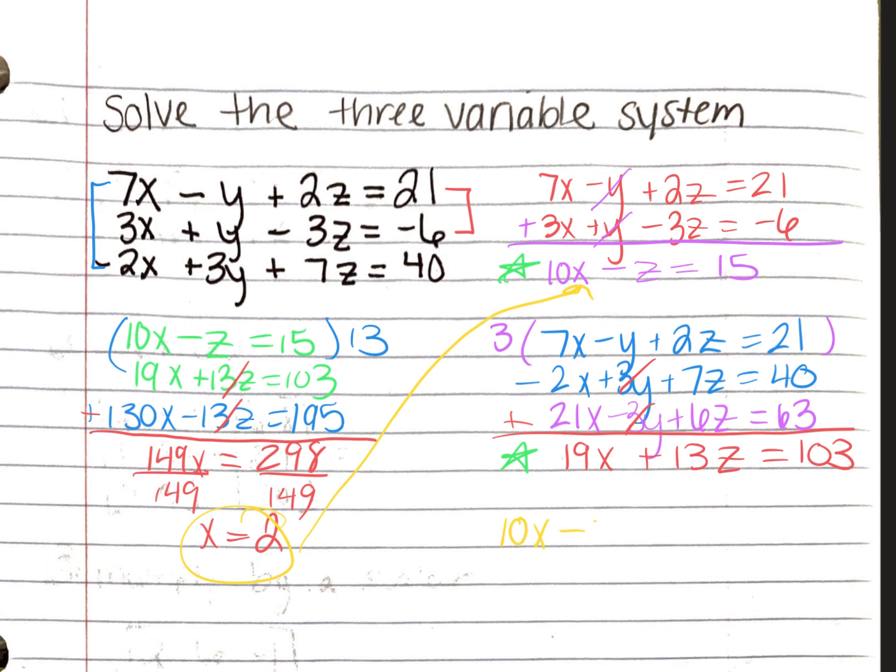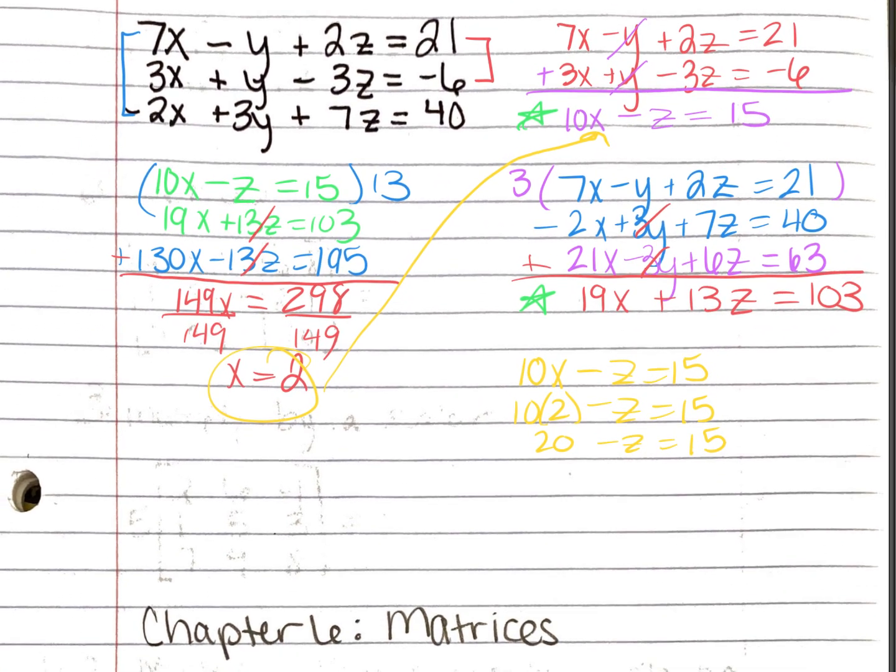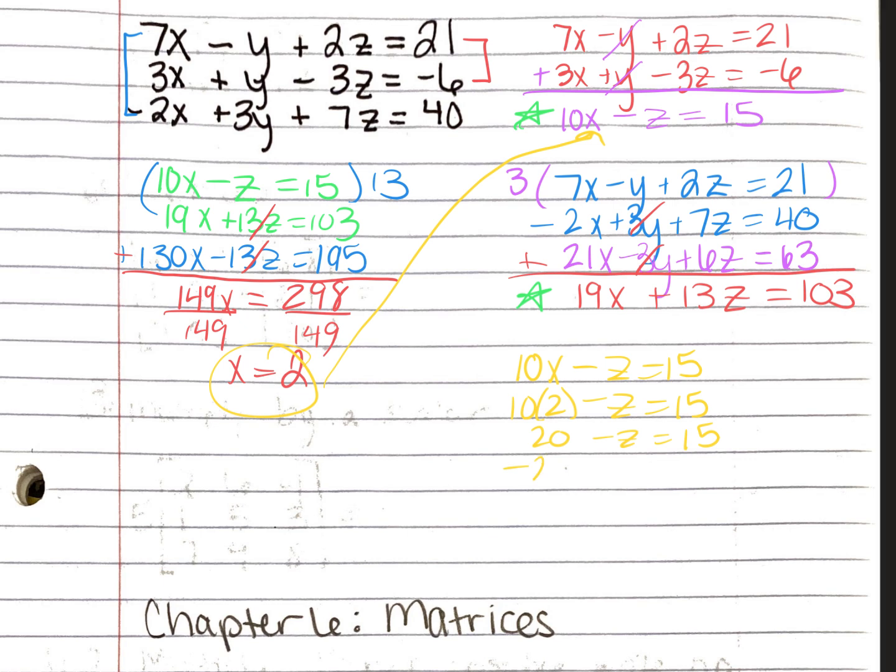So 10x minus z is 15. 10 times 2. Let's move up just a little. So subtract my 20. Negative z is negative 5, so z is positive 5.